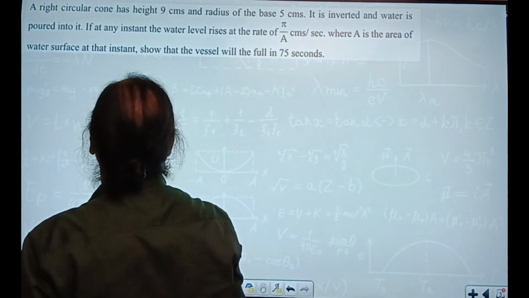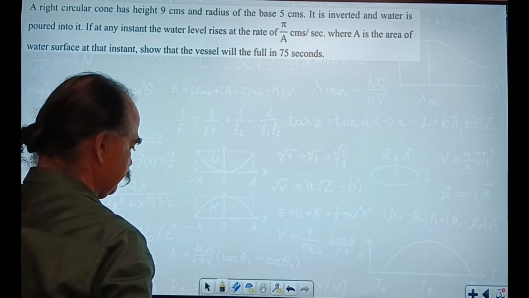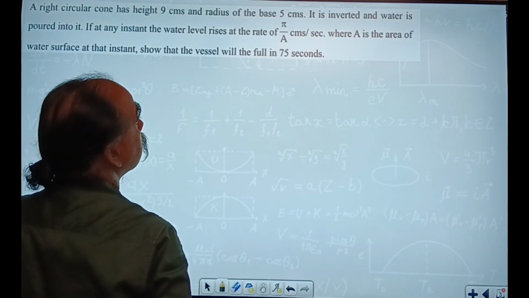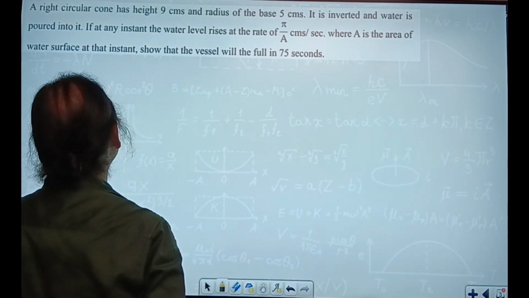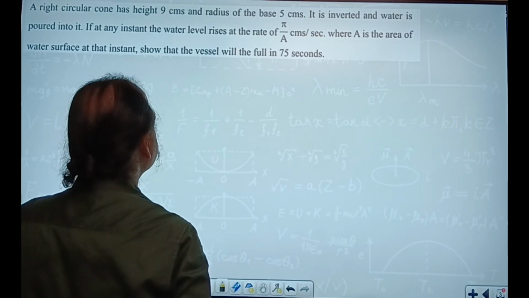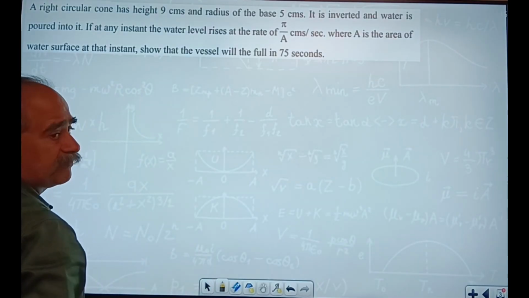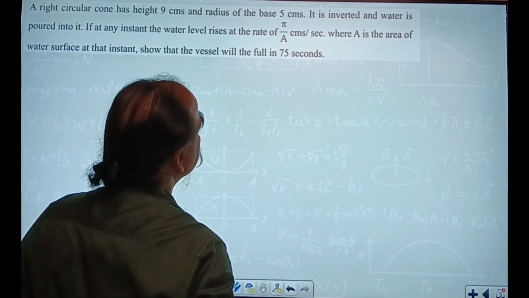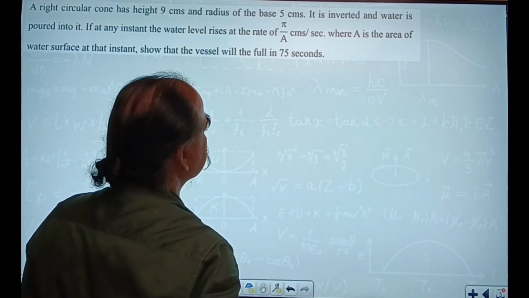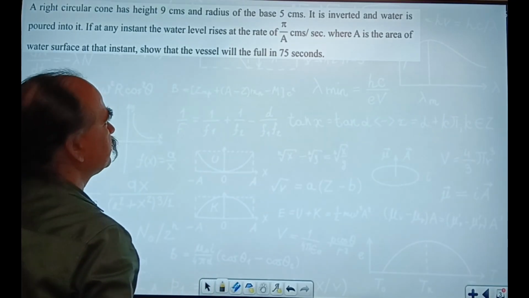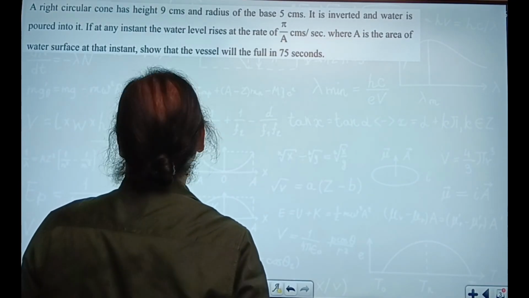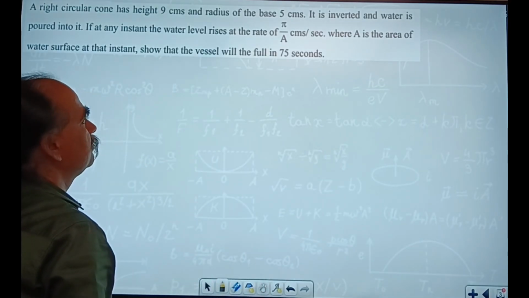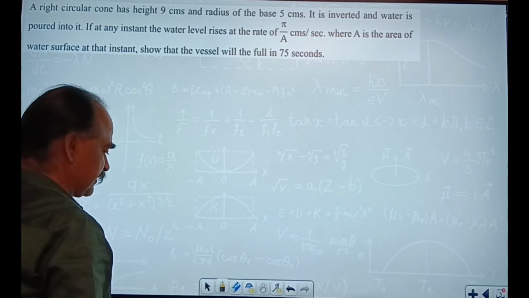A right circular cone has height 9 centimeter. It is inverted and water is poured into it. If at any instant water level rises at the rate of pi upon A centimeter per second, that is square centimeter per second, where A is area of water surface at that instant, show that vessel will be full in 75 seconds.